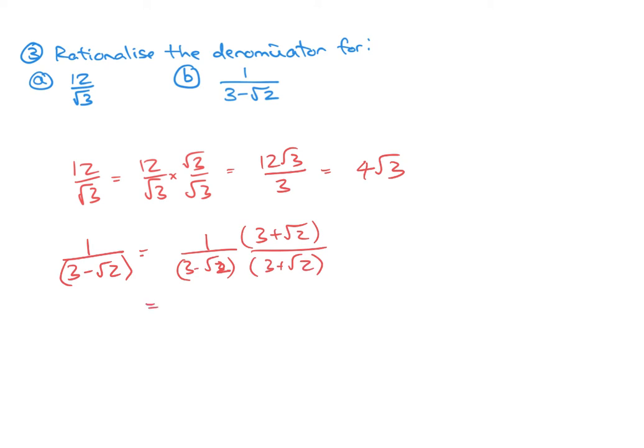So what I now have on the top is 3 plus root 2 over, and now I need to expand out the bottom here. So I have 3 times 3, which is 9. 3 times root 2 is 3 root 2. Negative root 2 times 3 is negative 3 root 2. And negative root 2 times root 2 is negative 2. You can see clearly now that these two terms will cancel, which means there are no roots left on the bottom. The top stays as 3 plus root 2. On the bottom then I'll just have 9, take away 2, which is 7.